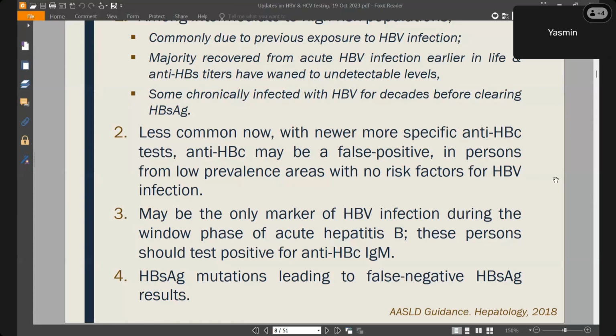And ironically, the AASLD has yet to update the Hep B one. They have updated the Hep C one, but they have kept this.